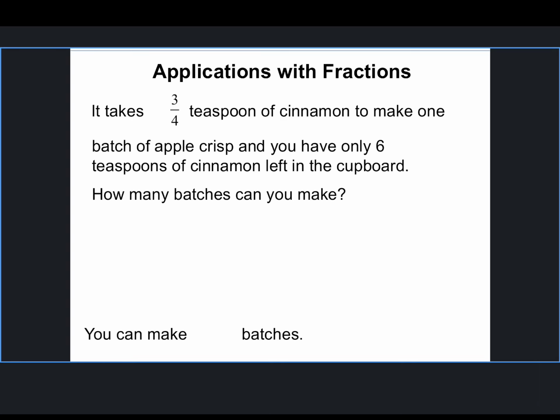Okay, it takes 3/4 of a teaspoon of cinnamon to make 1 batch of apple crisp, and you only have 6 teaspoons of cinnamon left in the cupboard. How many batches can you make? We're going to take the bigger number, right? We're going to take 6 over 1 and divide by 3/4. Do we know that's the right way to do it? Because you're taking the bigger number and dividing by the smaller one.